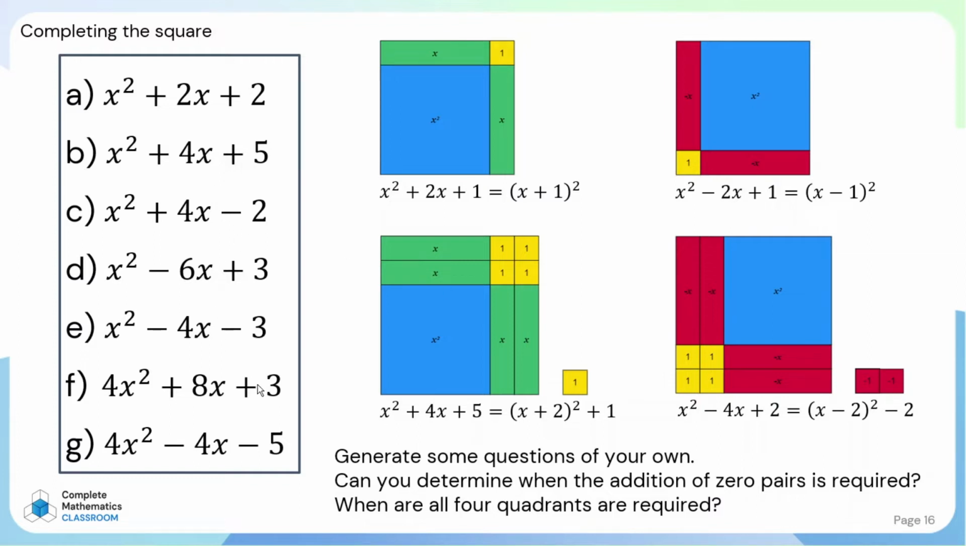Now for this short video, I'm just going to model this last one here. We're going to complete the square for 4x squared minus 4x minus 5. And I think it's a really good example of how sometimes virtual manipulatives can actually be better than their physical counterparts.